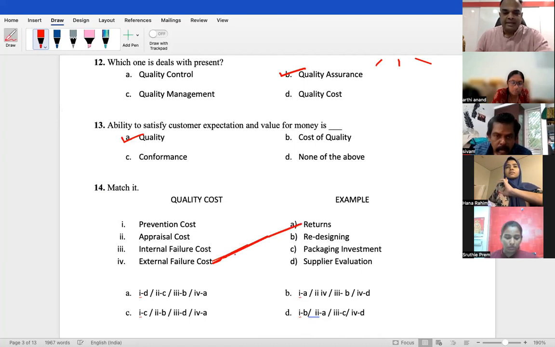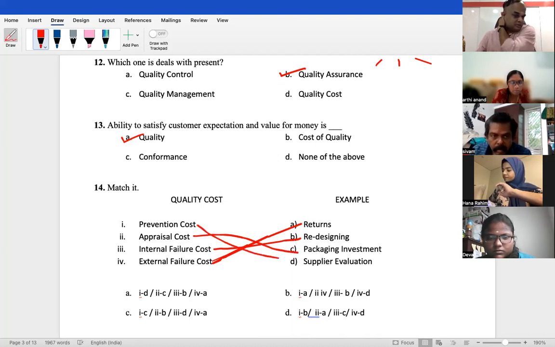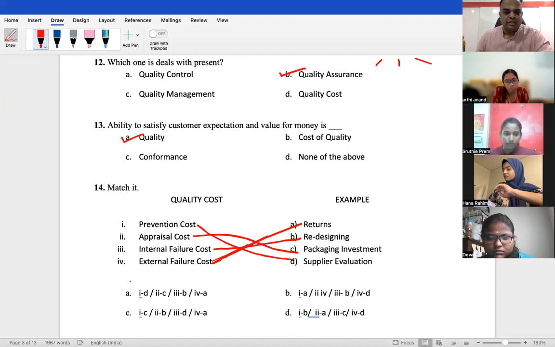Okay. Next. Redesign comes under internal failure cost. Again, it's failed, therefore internal. Then packaging inspection comes under appraisal cost. And prevention cost, supplier evaluation. So, option A.